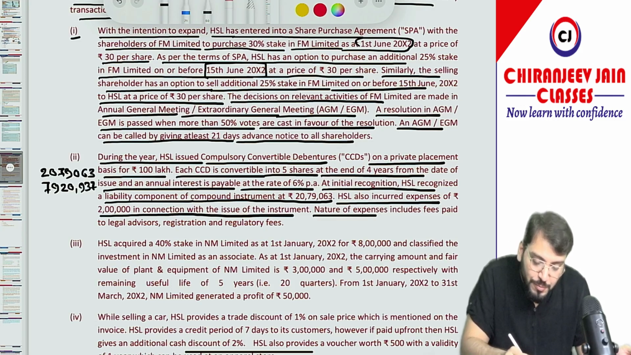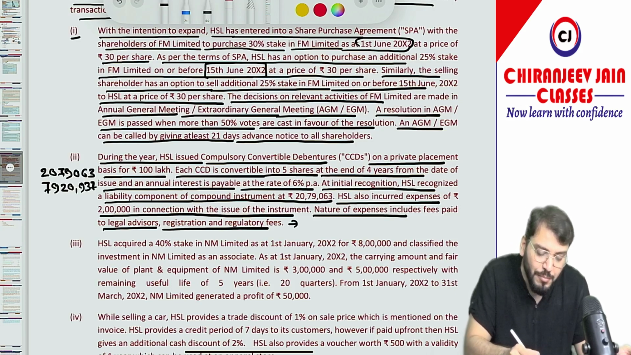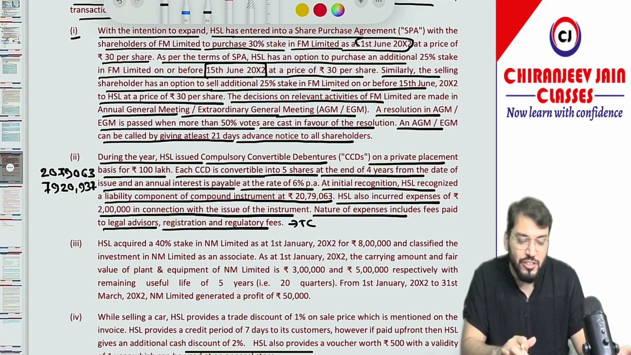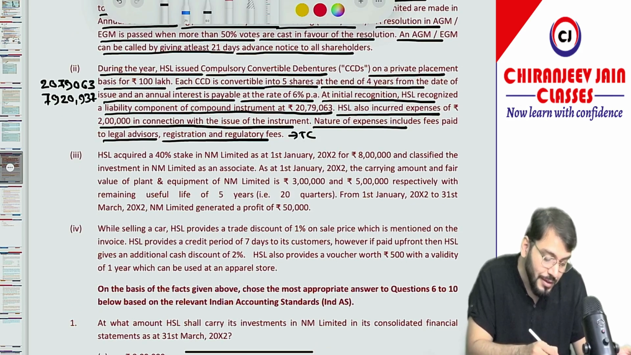Now, the nature of expense includes fee paid to legal advisor, registration and regulatory fee. So this is nothing but transaction cost. I hope you have understood the accounting treatment of that transaction cost. Let's see what MCQ they have asked.